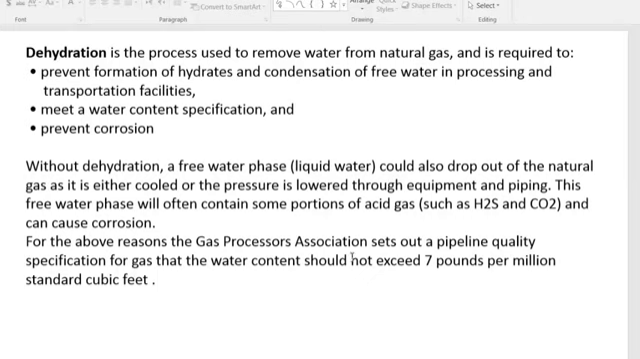Remember that we put this number in our table in the sweetening of the gas. Okay.